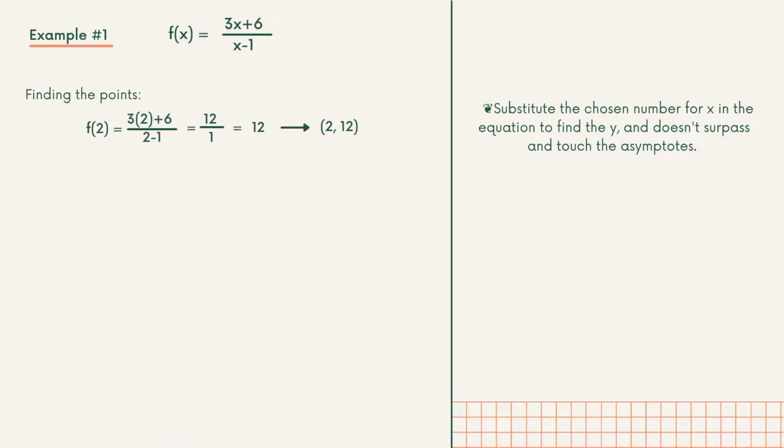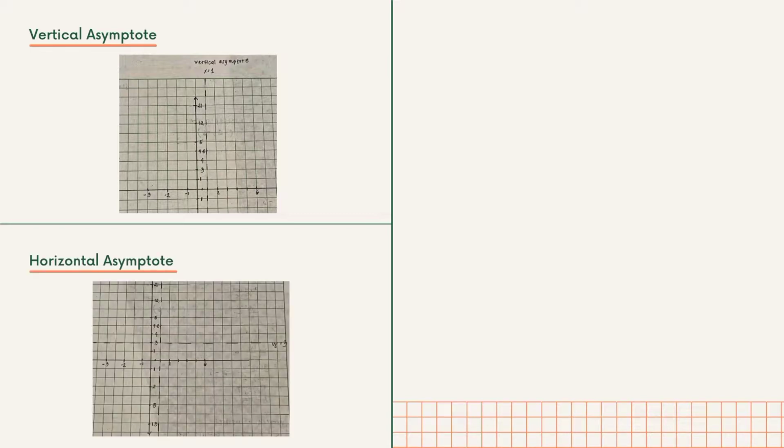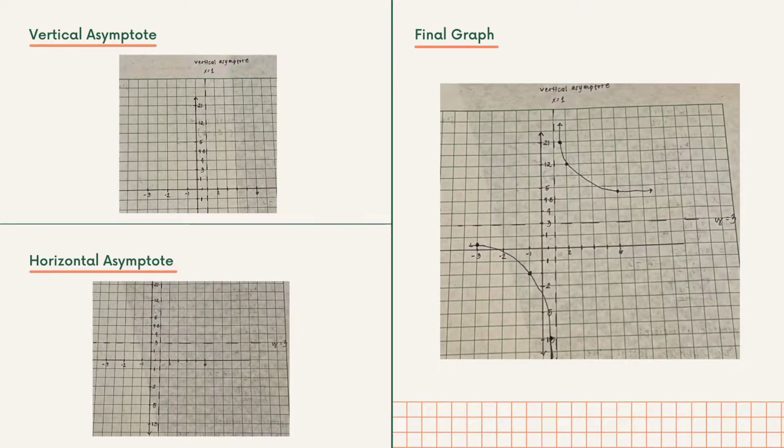Finding the points. Substitute the chosen number for x in the equation to find y, making sure the graph doesn't surpass or touch the asymptotes. Choose any number to substitute for x. It is suggested to choose smaller numbers. Vertical asymptote, horizontal asymptote. Find the graph.